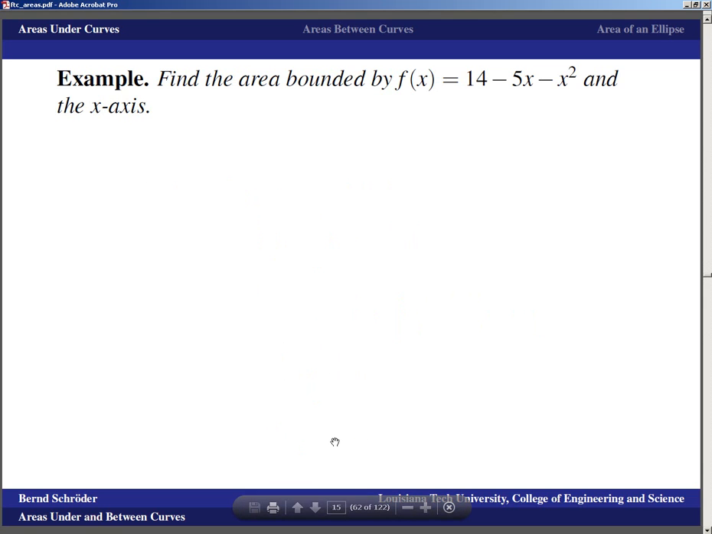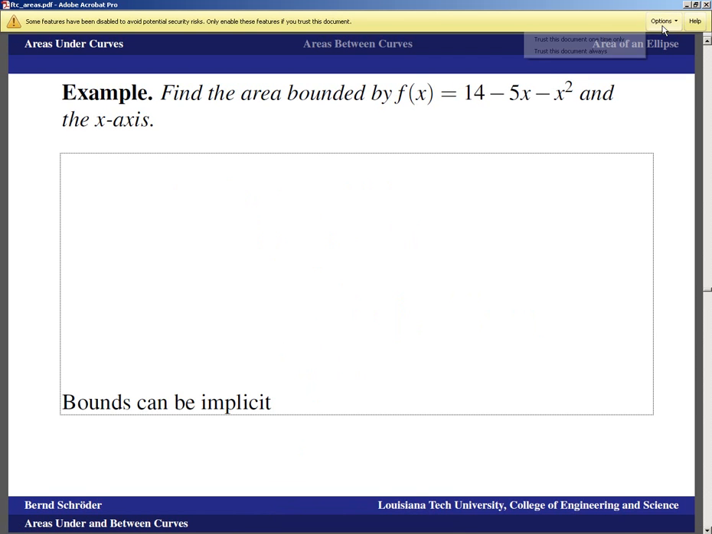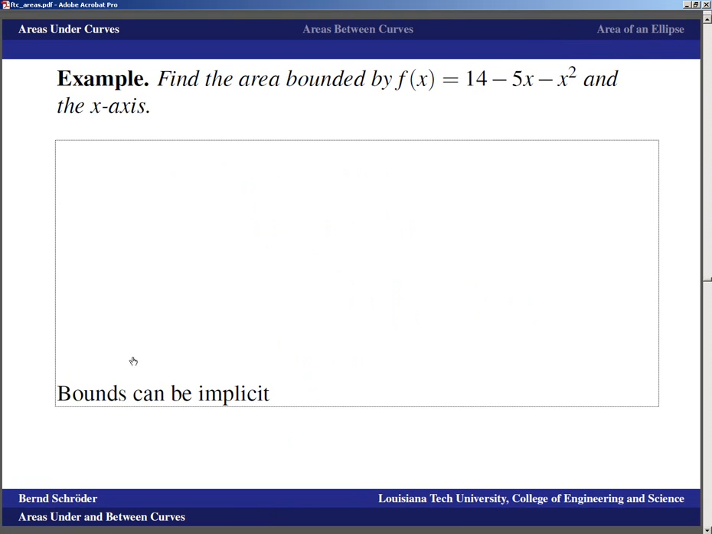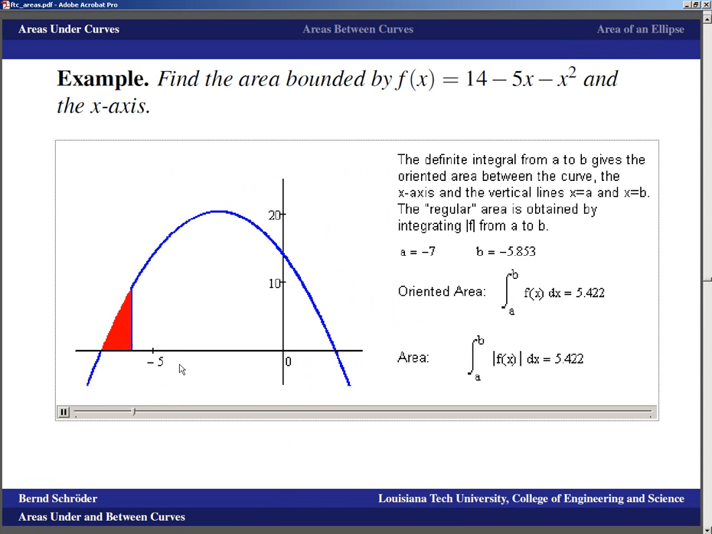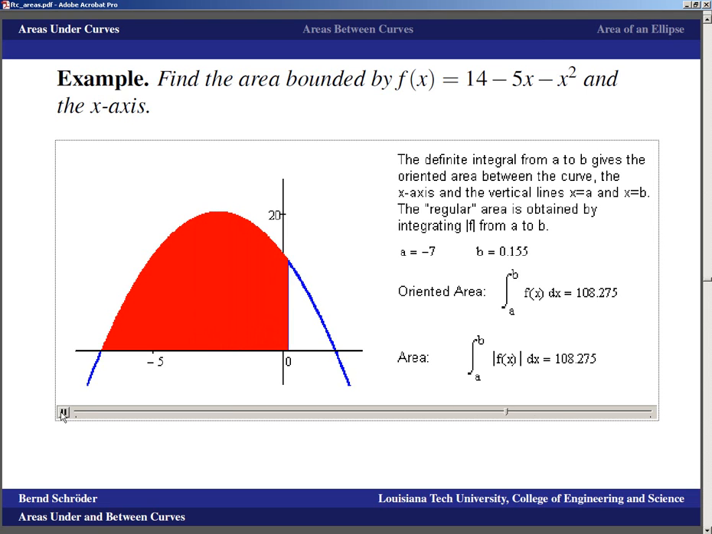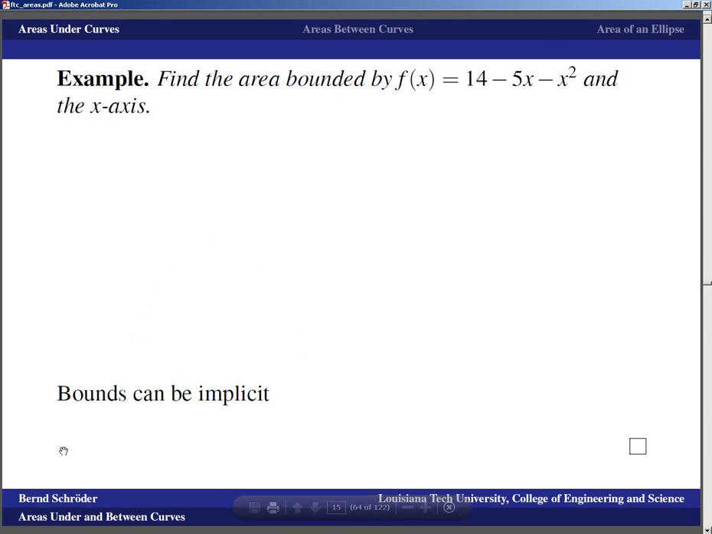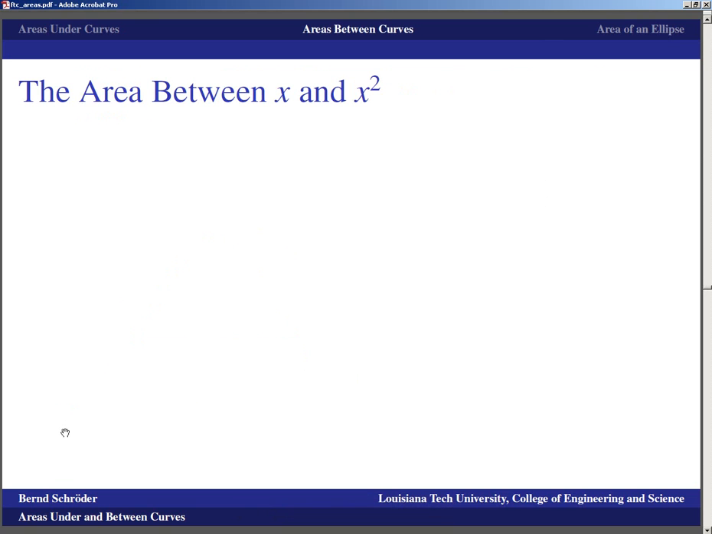And pictorially speaking, I am not afraid to use my own content here. The area is just the area underneath the function between the zeros, and it's 121.5, which is 243 halves, just like we said on the previous slide. So that finishes that one.